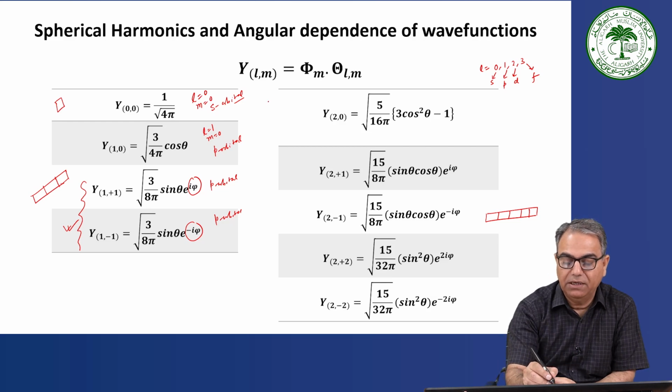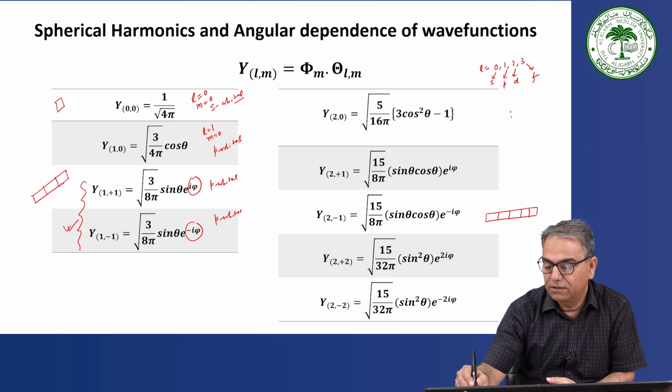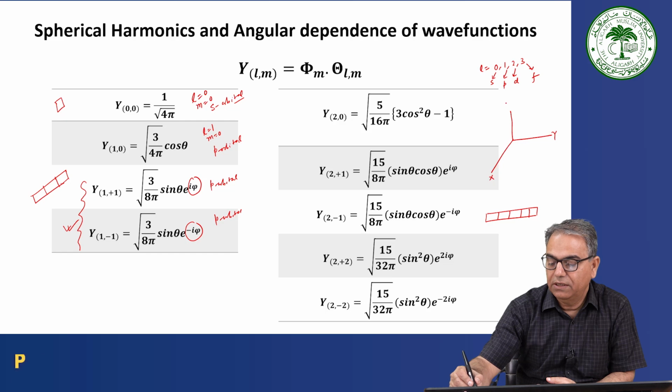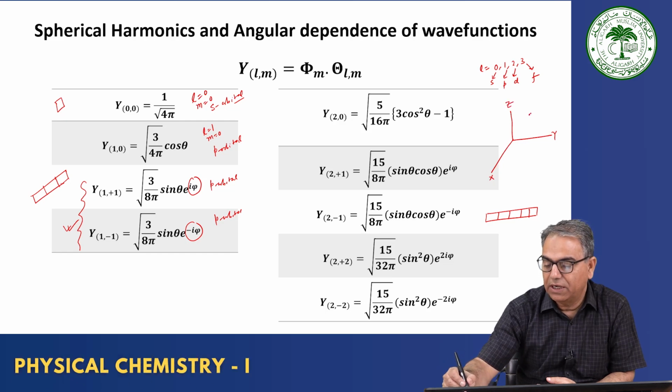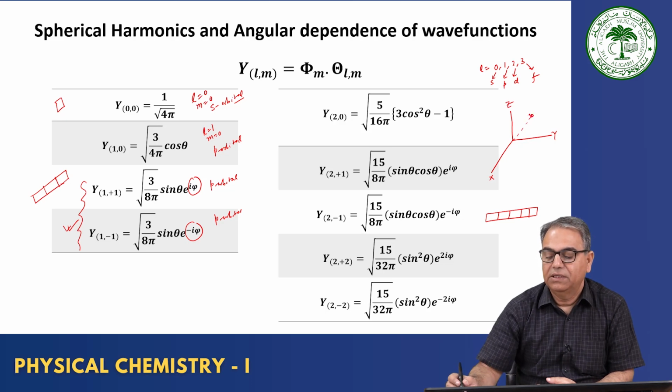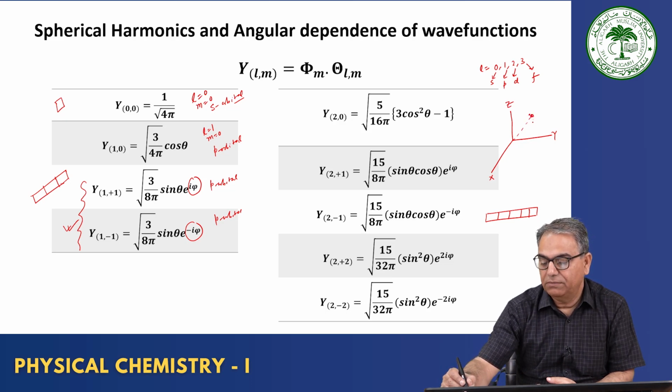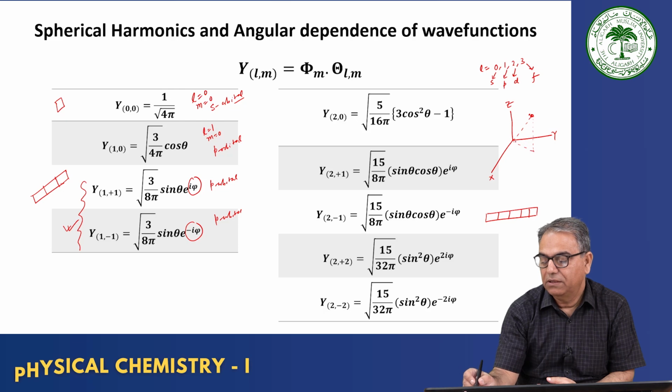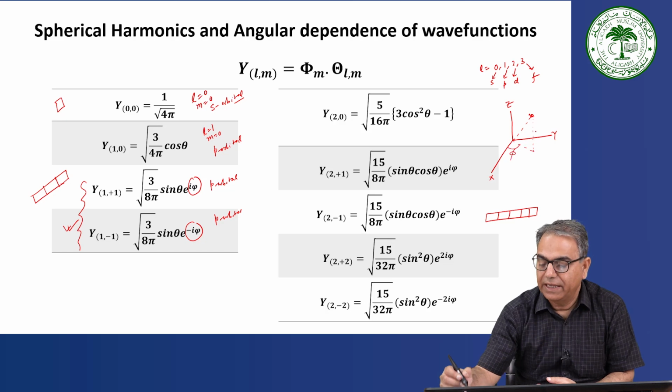And if you remember correctly, if I draw a coordinate system, x, y and z, and if this was your r, your particle is here, then you draw a perpendicular from this in the xy plane and join this point with the origin, and the angle it makes is the phi angle, and the angle this r makes with the z axis is the theta angle.